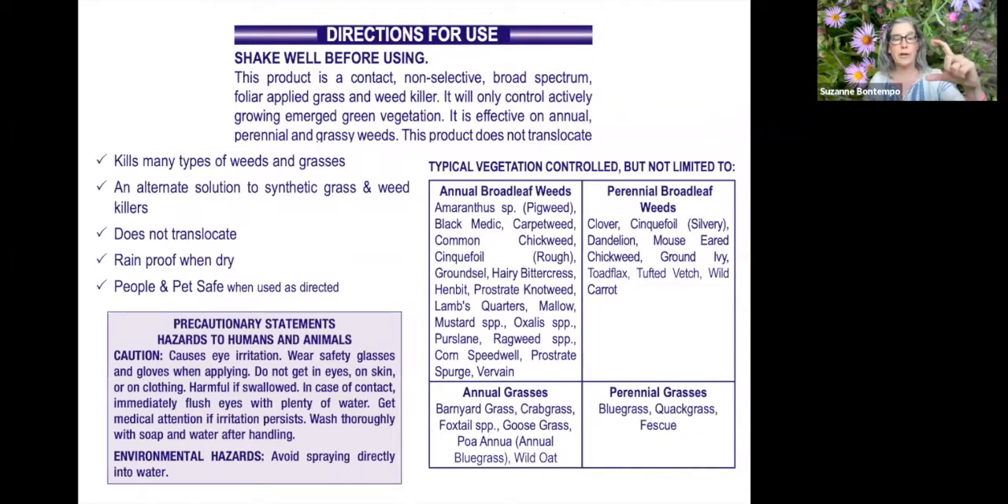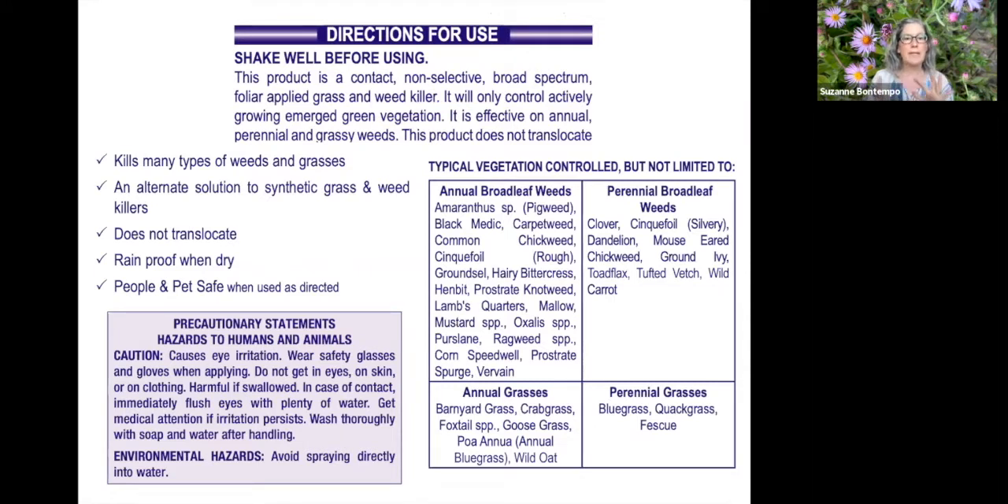Well, rainproof when dry and people and pet safe really sounds good, right? That's what I'm going for. But what does that really mean? Rainproof. So when we use pesticides, regardless if it's an insecticide, a fungicide, or an herbicide, we want to only apply them when there is no rain, frost, or excessive heat in the forecast for 24 to 48 hours. What makes these products eco-friendly is that once they're dry on the plant, there's no residuals that can leach into groundwater or impair the environment.